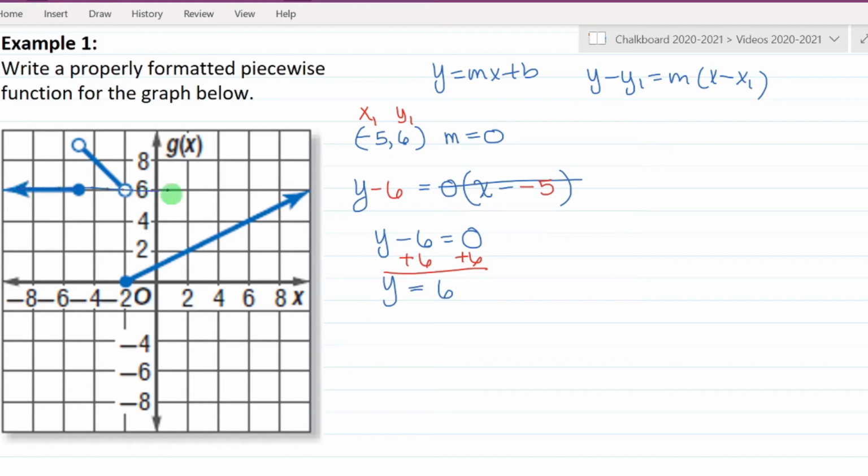And you can see that if we had the whole thing here, that would be the horizontal line going through 6. If you looked at this right here, that is y equals 6 right there. That's the horizontal line, y equals 6. So that makes sense. So we have one of our 3 equations here.